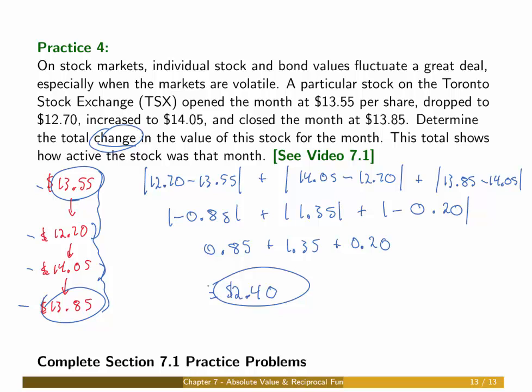So hopefully that makes sense. Work on the practice problems for this section. It's a short section, and then once you're ready, move on to section 7.2.